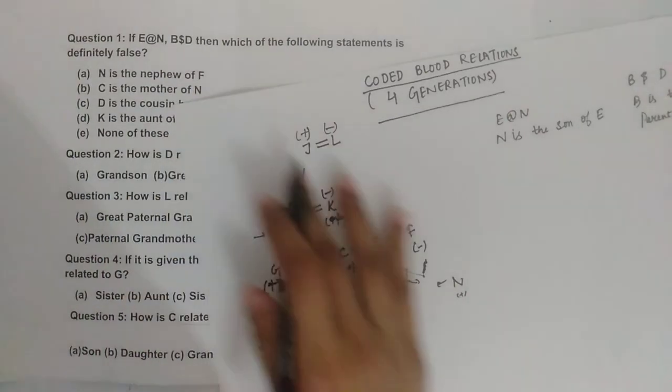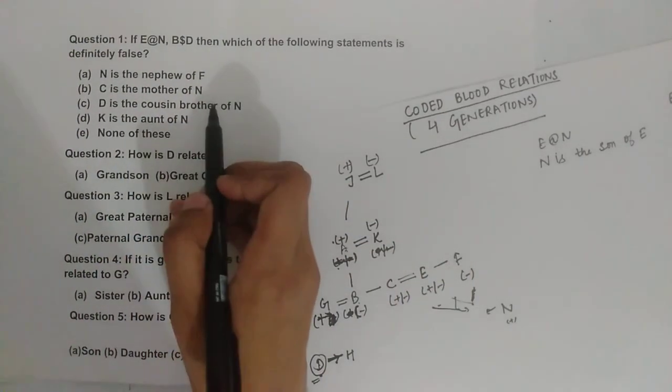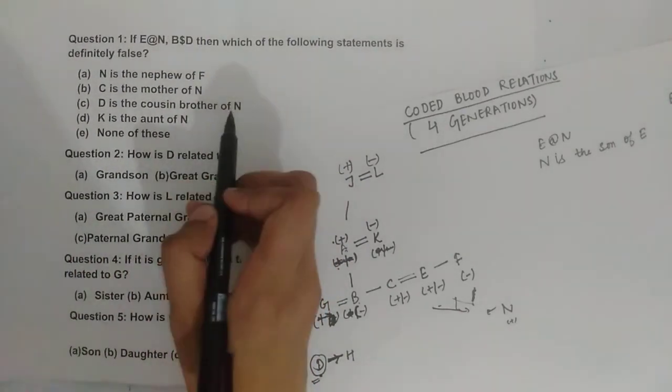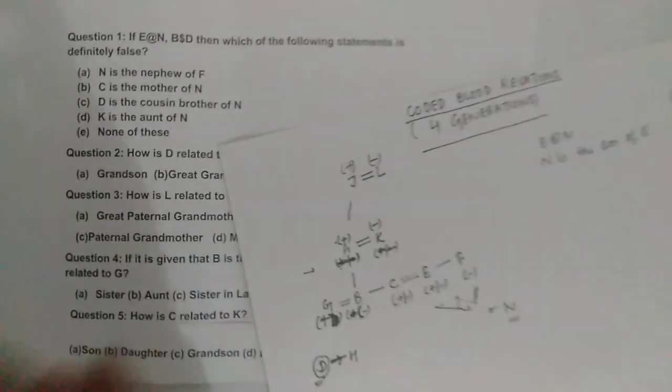No, it can be true. D can be cousin brother, D can be cousin sister also, but this is not definitely false case. Fine. See the next option.